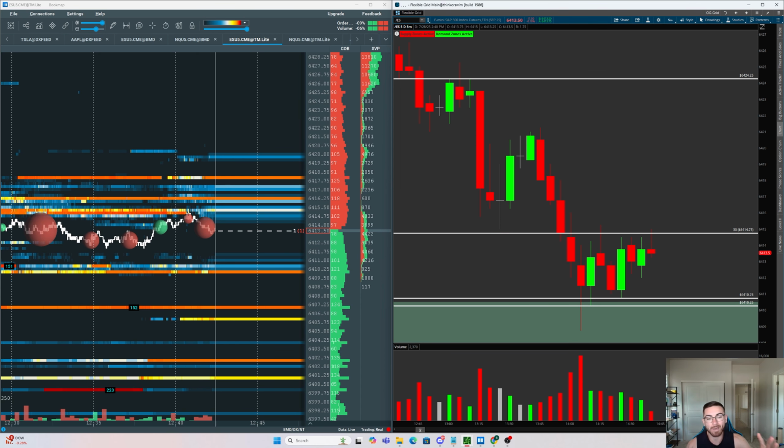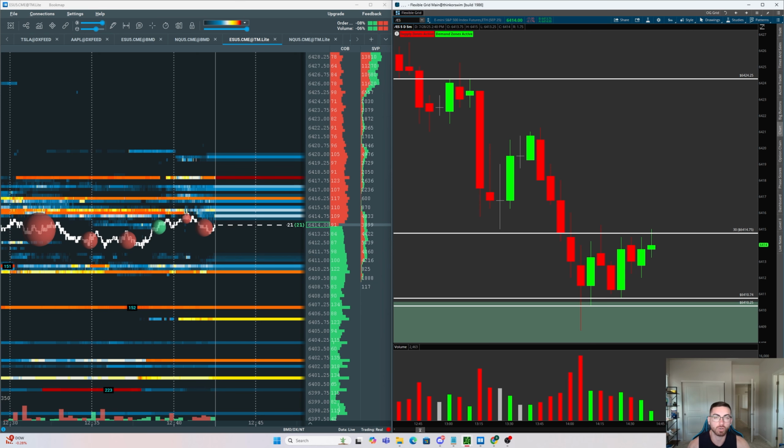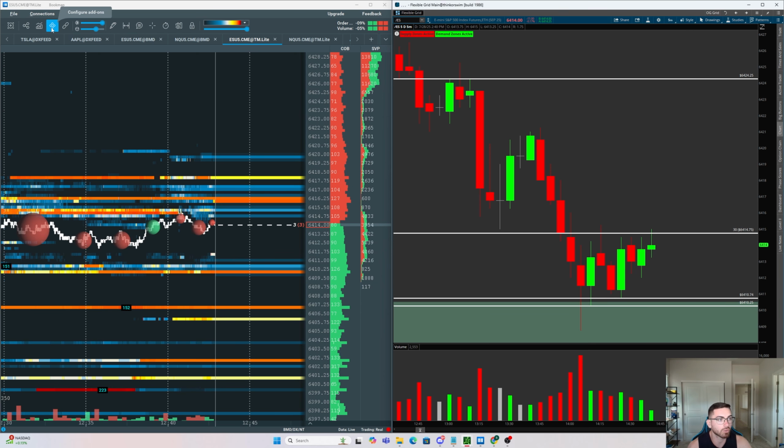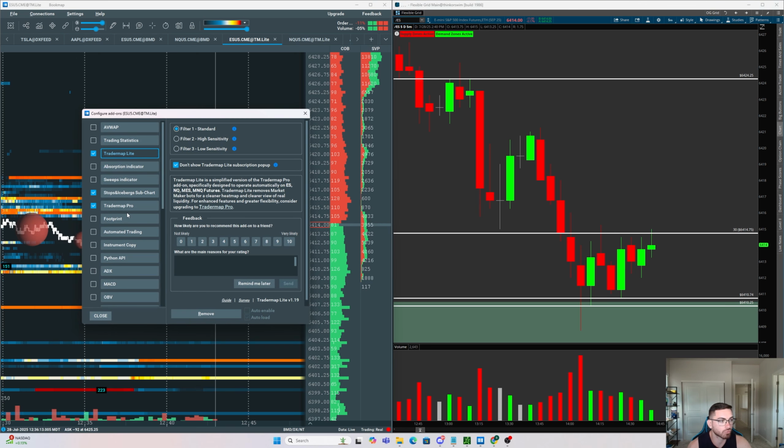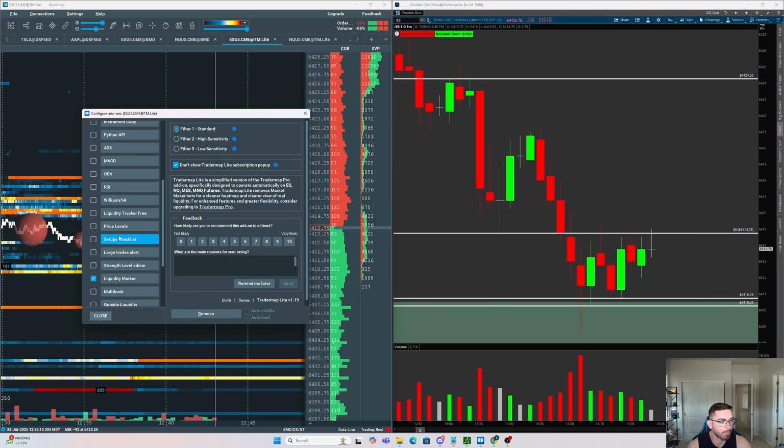If you want to see what happened inside the candle, you need to read the order flow. And that's where footprint charts come in handy. If you use Bookmap, the way that you're going to add footprint charts is by going up here to where it says configure add-ons and scroll down until you find footprint and then make sure to select it.